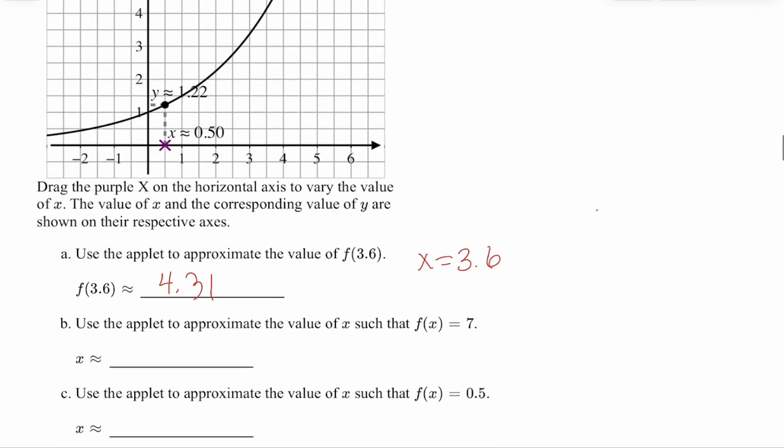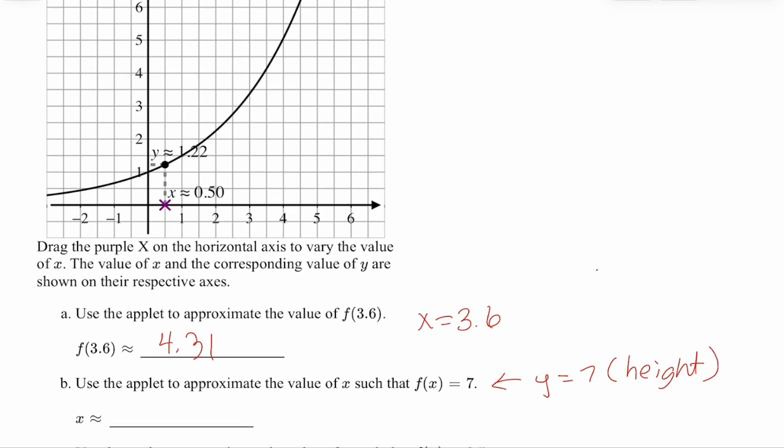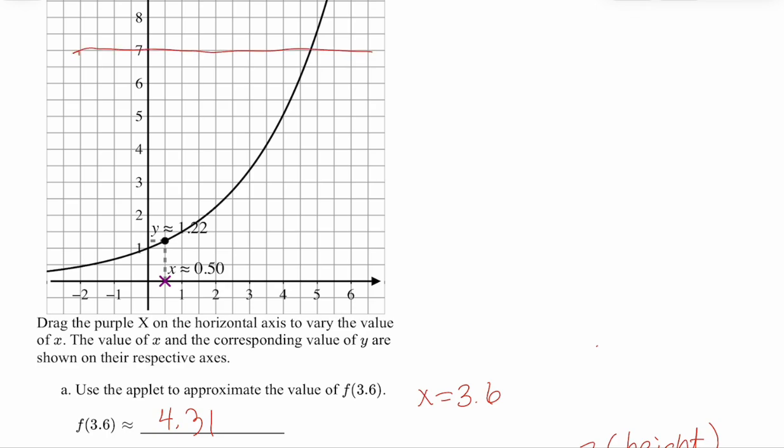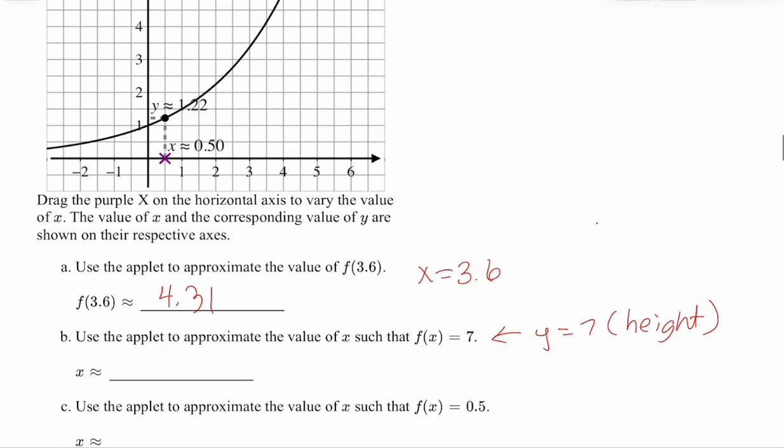Now, this next one says use the applet to find the value of x such that f of x equals 7. Remember, this time your y equals 7. Your height equals 7. So please scroll until your height gets all the way up to 7, and then tell me what yours says. The closest I got it was 6.96 and it became 4.79. Great. I think it's going to be pretty forgiving for these particular ones.